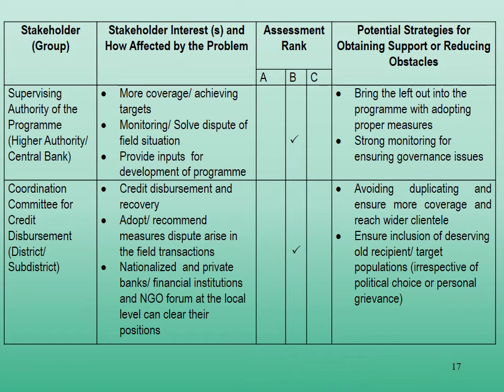About duplication, we have a lot of experience that whenever a poor family takes loans from two or three sources, they become crippled by the vicious cycle of credit. So they cannot come out. So for proper utilization of credit, we have to ensure that duplication should be avoided. Ensure inclusion of deserving recipients, the target population, irrespective of political choice or personal grievance.